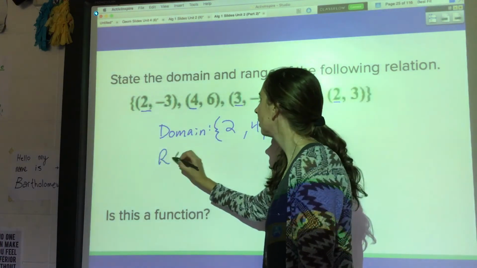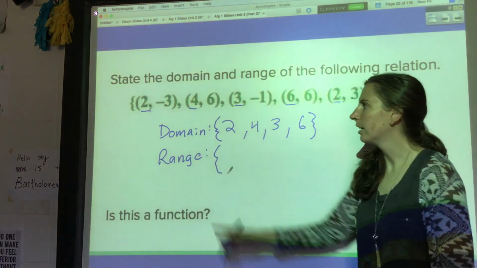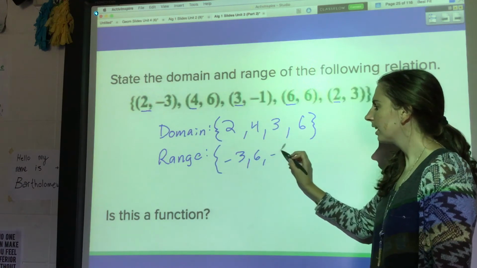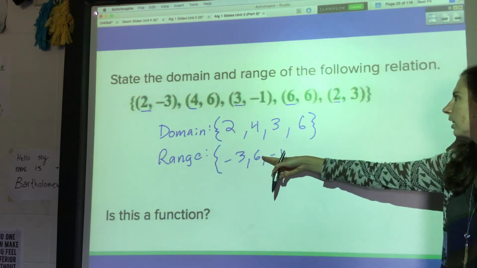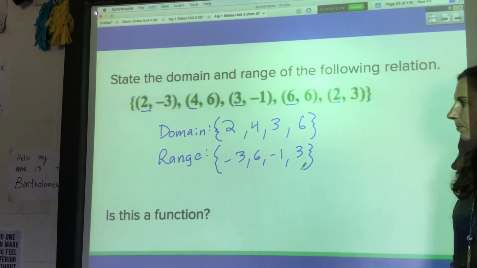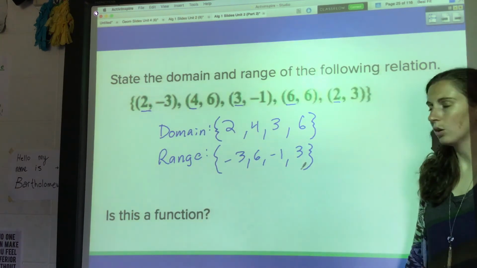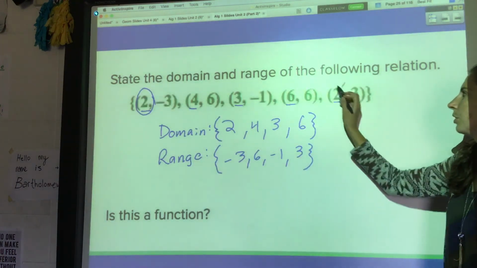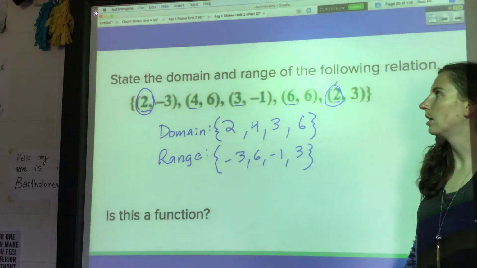The range is all the y values. So that would be -3, 6, -1. Again, you can put them in order if you want, but you don't have to. 6 is already in there, so that's good. And 3, I need. There we go. Is this a function? The answer would be no, because I repeated the input 2. 2 can't go to both 3 and -3, so this is not a function.